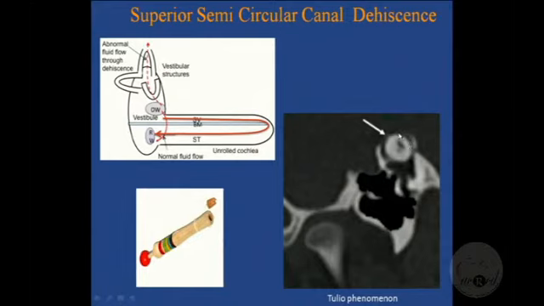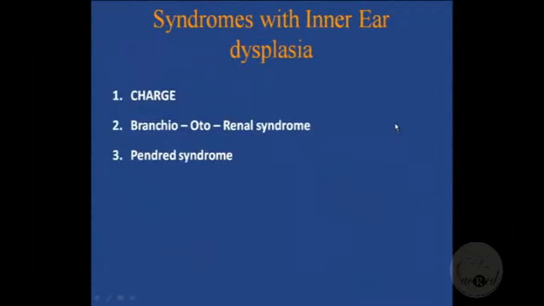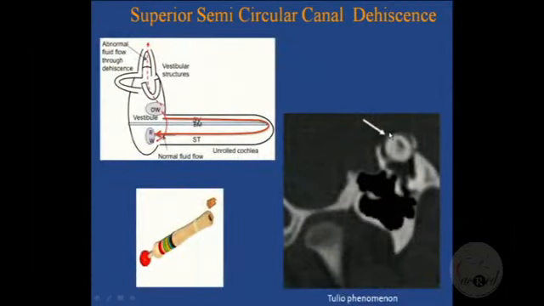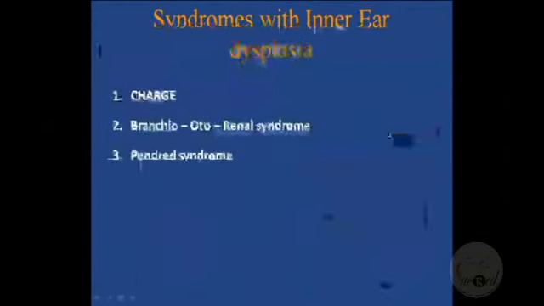And let's move quickly to a few syndromes, which I just want to talk about, which you make the diagnosis based on the CT anatomy. CHARGE syndrome, BOR, branchio-oto-renal syndrome, and Pendred syndrome. These are less common, but this is what we see routinely in our clinical practice.